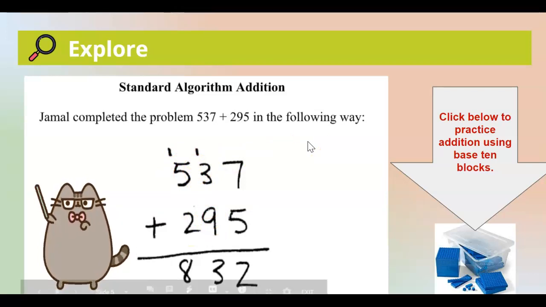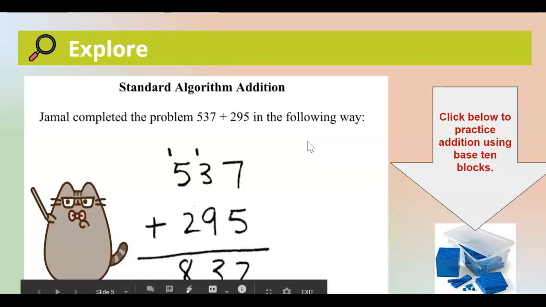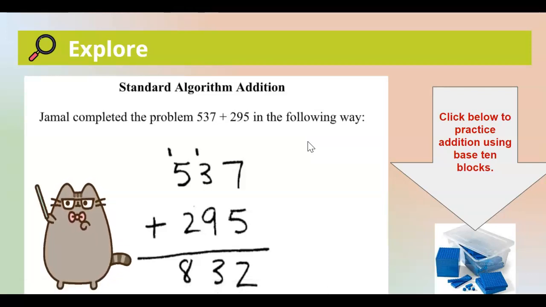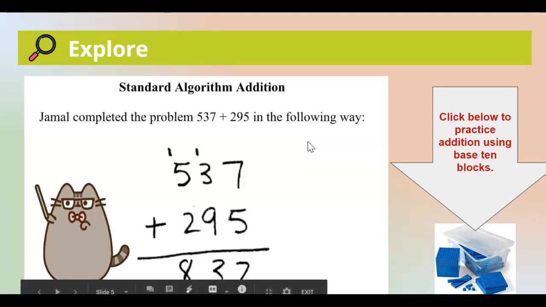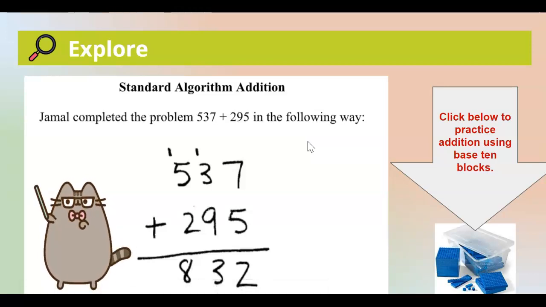7 plus 5 is 12. So the 2 goes in the ones column, and you have to regroup the one group of 10, and it goes over to the tens column at the top. That's what the 1 represents. So 1 plus 3 is 4, plus 9 is 13. So the 3 goes down at the bottom here in the tens column, and that one group of 100 goes into the hundreds column.